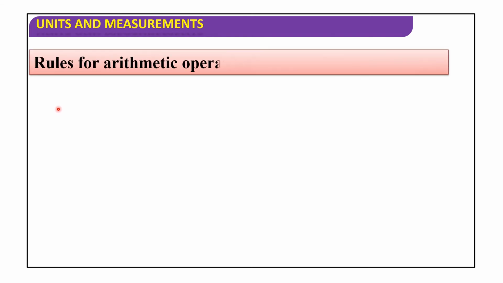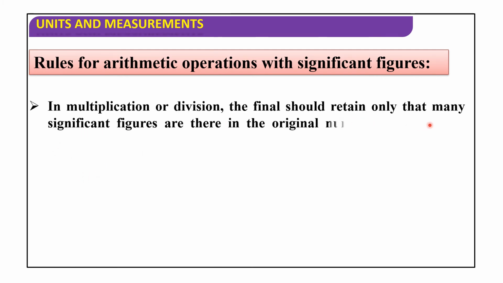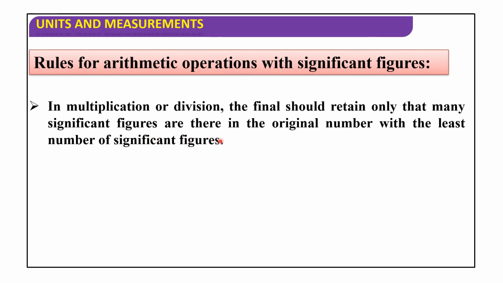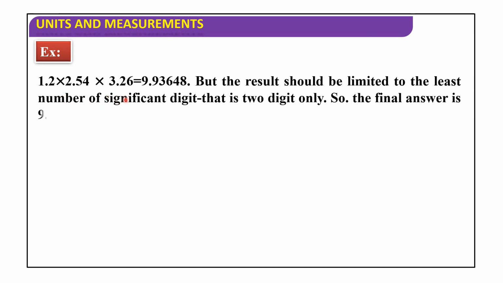Rules for arithmetic operations with significant figures. Let us discuss. In multiplication or division, the final result should retain only as many significant figures as are there in the original number with the least number of significant figures. Let us see this example: 1.2 × 2.54 × 3.26. After multiplication, we get 9.93648. But the result should be limited to the least number of significant digits, that is 2 digits only. So the final answer is 9.9.